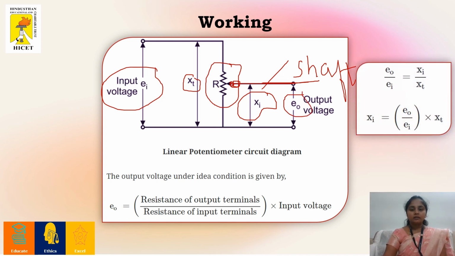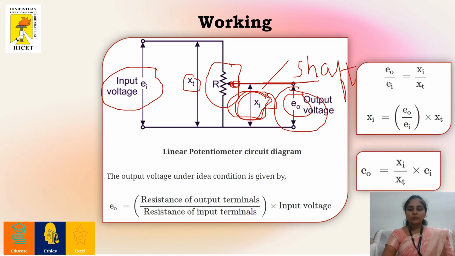We will look in detail. Say for example, whenever the displacement is made, the input displacement is called Xi and the voltage across the displacement is called E0. So I can conclude that E0 can be obtained from the input displacement, by the ratio of the input displacement to the total displacement, multiplied by the input voltage.